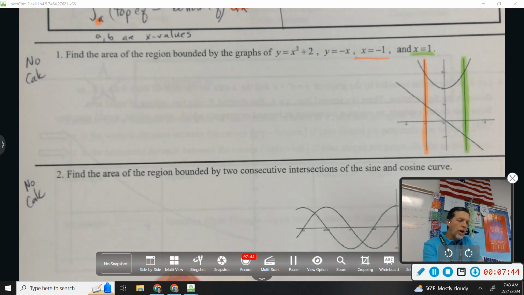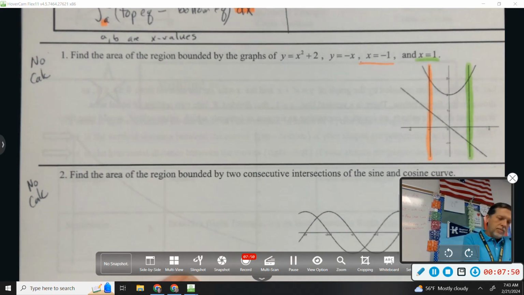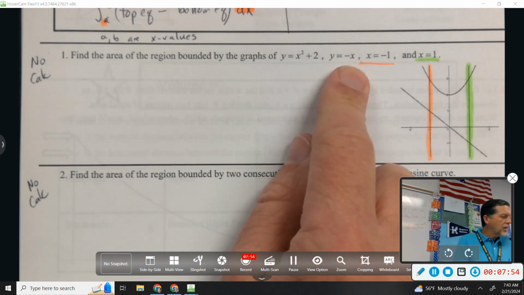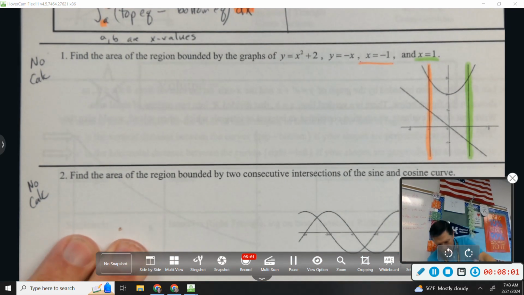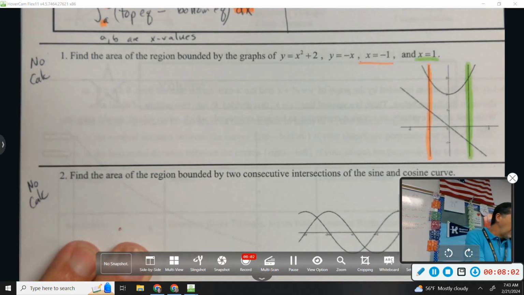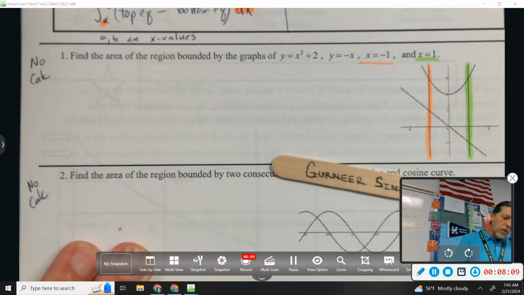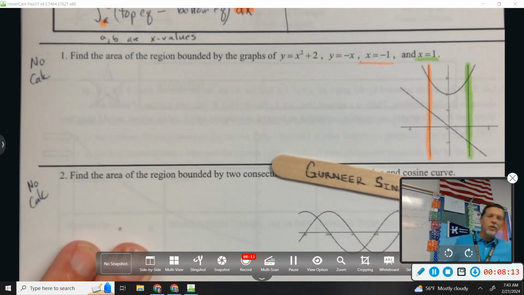How do you know which one is which? I mean, I think I know, but how do you know? Which one is x squared plus 2 and which one is y equals negative x? Nobody wants to talk today. I'm assuming you know which one's which. So, Grenier, how do you know which one of those graphs goes with which one of those equations?